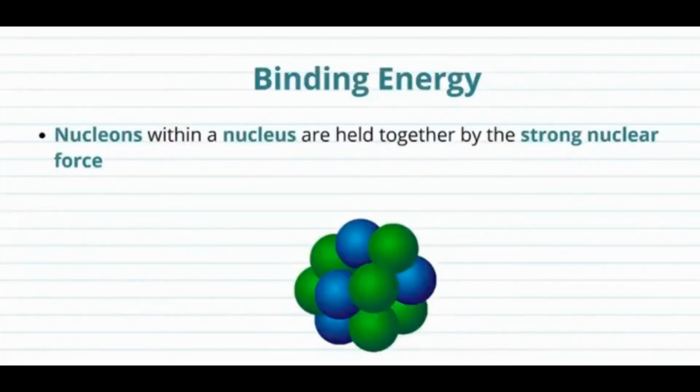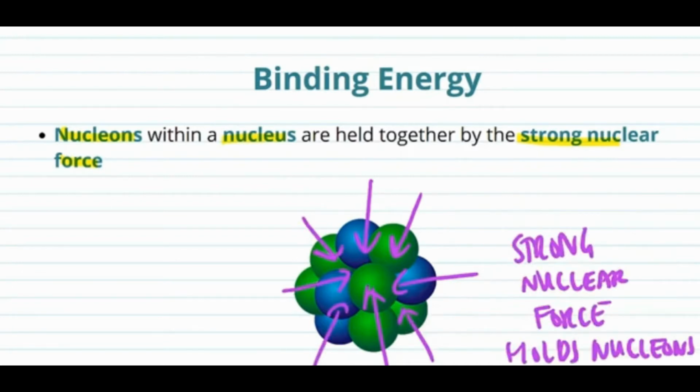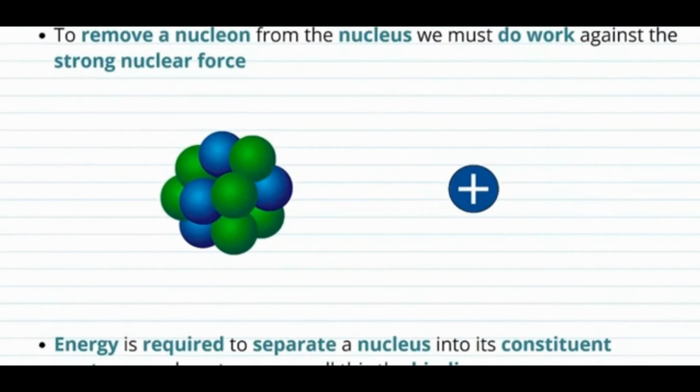We're going to learn about a type of energy called the binding energy. We already know that nucleons within a nucleus are held together by the strong nuclear force. The strong nuclear force acts to keep the nucleus together. If there was no strong nuclear force, the nucleus would fly apart due to the repulsive force between positively charged protons. In order to remove a nucleon from the nucleus, we must do work against the strong nuclear force.